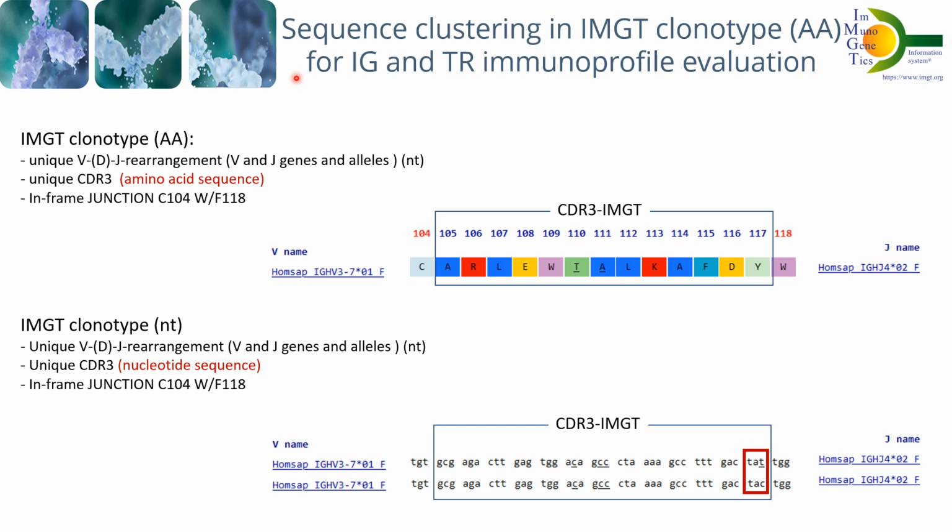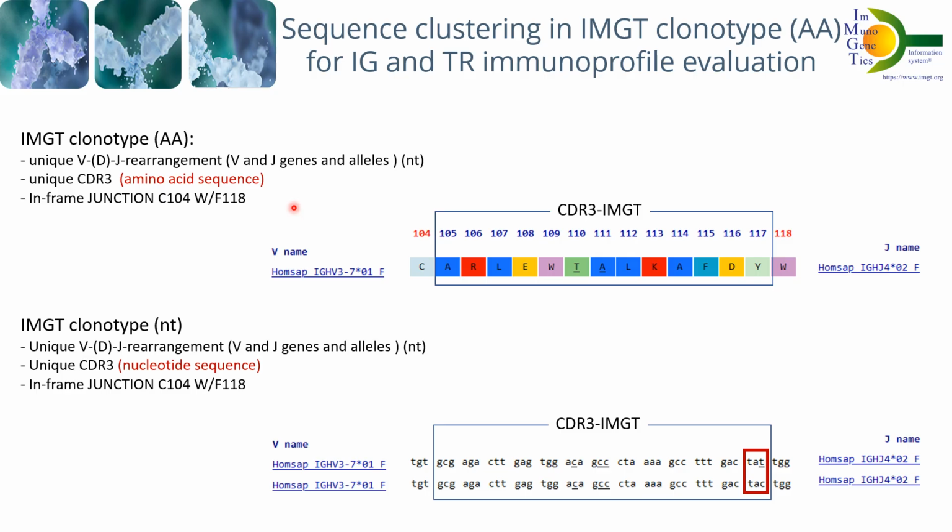Following the analysis of sequence sets with the first module of IMGT HighV-QUEST, we need to introduce additional standards before using the second module, statistics. First of all, IMGT has defined the IMGT clonotype (AA), for amino acid, for the clustering of the sequences. An IMGT clonotype (AA) corresponds to a unique rearrangement characterized by the names of its V and J genes and alleles, by the sequence of the CDR3 in amino acids, and by an in-frame junction.